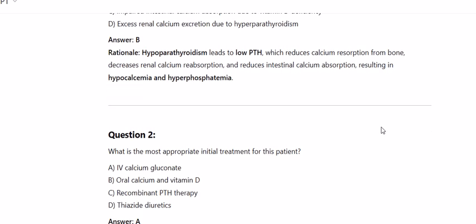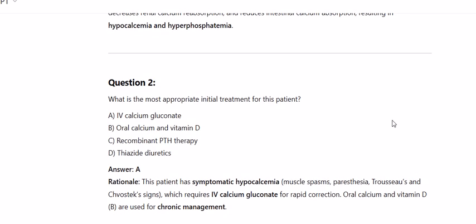Question 2. What is the most appropriate initial treatment for this patient? A. IV calcium gluconate. B. Oral calcium and vitamin D. C. Recombinant PTH therapy. D. Thiazide diuretics.